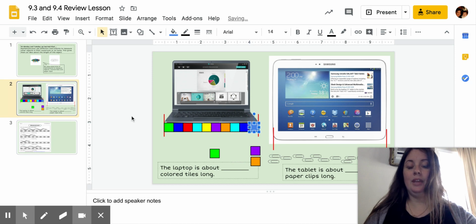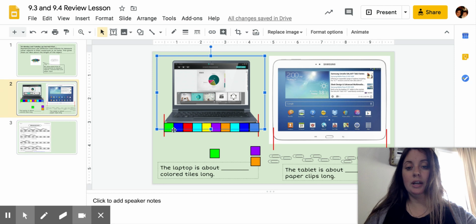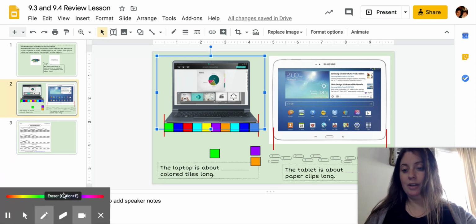10. Okay, so I'm going to recount my tiles just to make sure I have 10, which is I think what I counted. 1, 2, 3, 4, 5, 6, 7, 8, 9, 10. So this laptop is about 10 color tiles long, and that's what I'm going to write in.